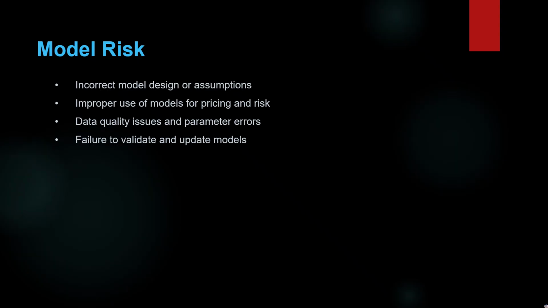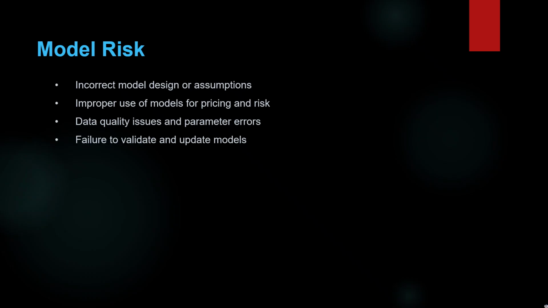Model risk has become increasingly important as financial institutions rely heavily on quantitative models for pricing, risk measurement, and decision making. Model risk arises from several sources. First, incorrect model design or assumptions. Your model might be based on assumptions that don't hold in reality, or it might not capture important risk factors. For example, many pre-2008 models assumed that housing prices across different US regions were not highly correlated. That assumption proved catastrophically wrong when the housing market collapsed nationwide.